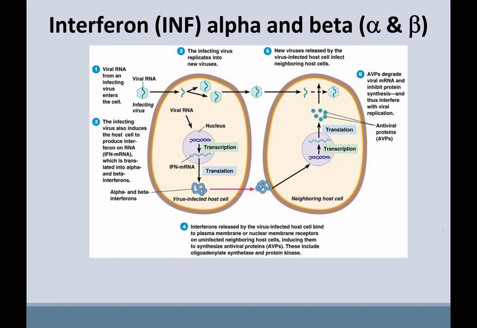Another part of your innate immune response is interferon. And at first we're going to talk about interferon alpha and beta. Okay. So interferon is also called a cytokine, so a cell signaling molecule. This is an early response, and it's really important for virus infections.